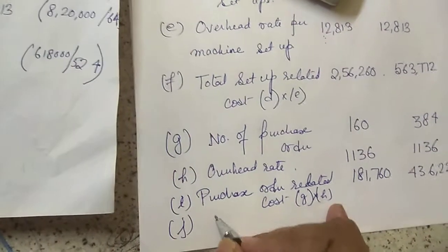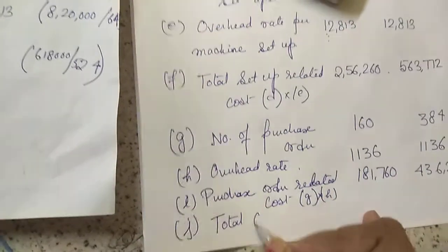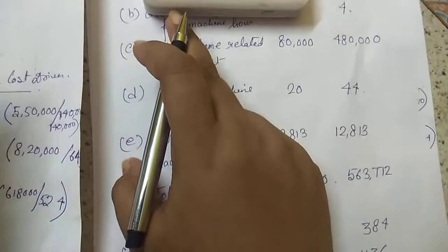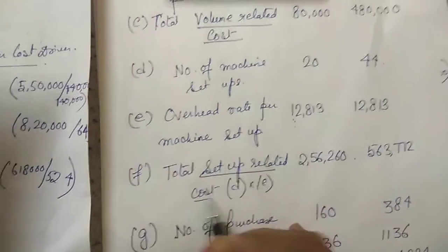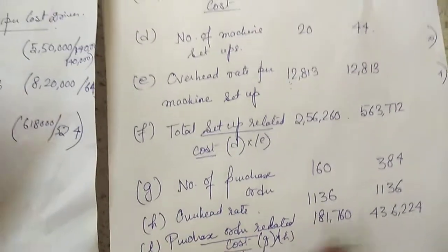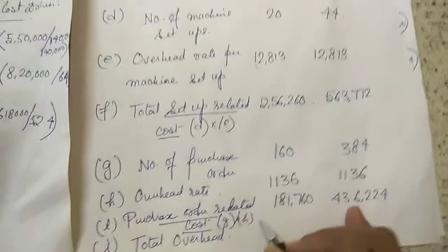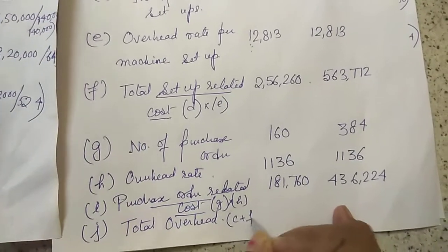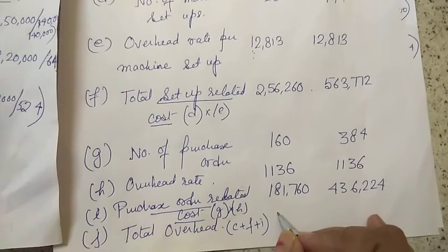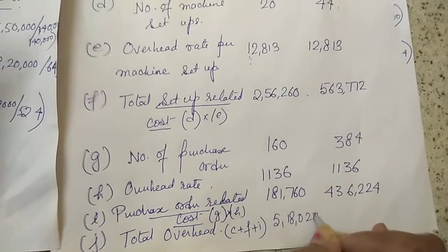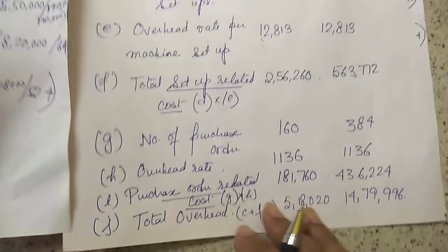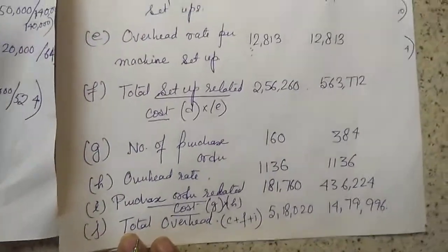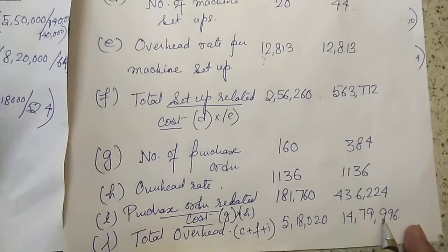Then we find out the total overhead cost. Total overhead is volume related cost plus setup related cost plus purchase order related cost. That means C plus F plus I. It comes to 5,18,020, and here it comes to 14,79,996. So we have found out the total overhead related cost. Now this is my total overheads.